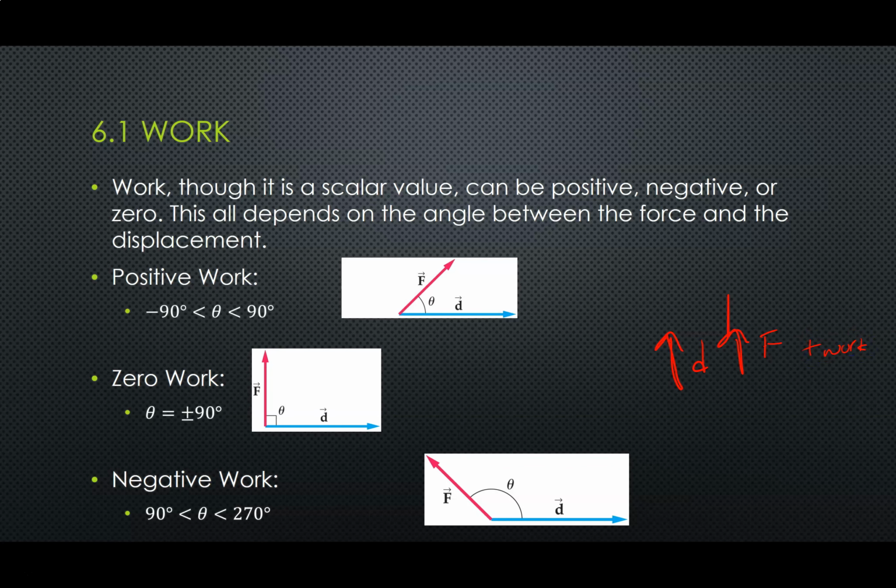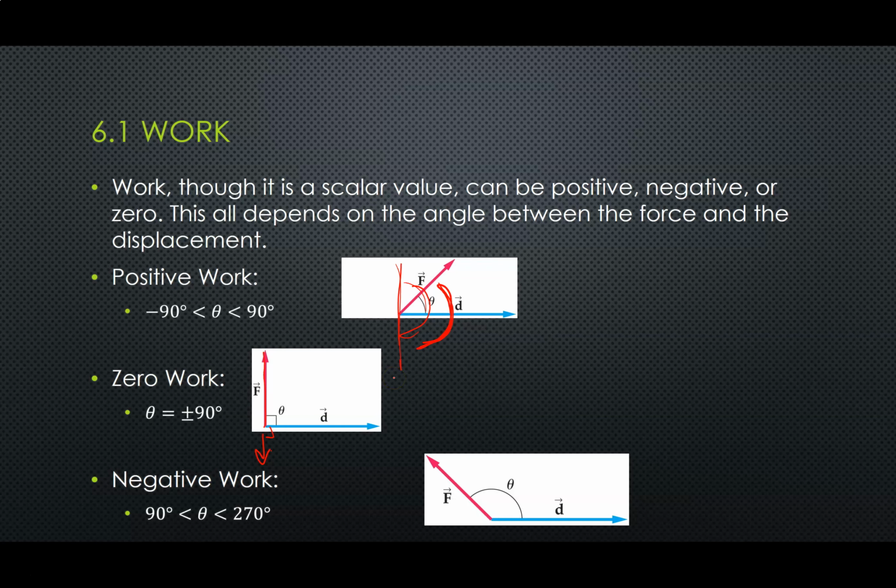Right? So we can turn any of these pictures any which way. It's just a matter of what does this force look like compared to the displacement. How are they arranged compared to each other? Right? So anything in this range here is going to be positive. Anything in this range that's not 90. If we're straight up or straight down, that's a 90-degree angle, that's going to be 0 work.